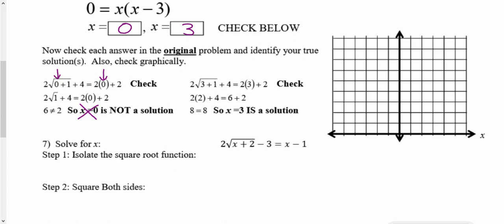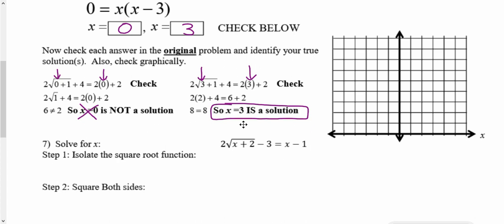I want to make sure I either cross that out or write extraneous next to it so I know that answer doesn't count. Next, I want to check if x equals 3 worked. So I'm going to plug 3 in for both of the x's in the original problem. If I simplify that, I get 8 equals 8. So x equals 3 is a solution, and I'd want to circle that and include it as part of my answer. The other method I can use for checking is to check graphically.